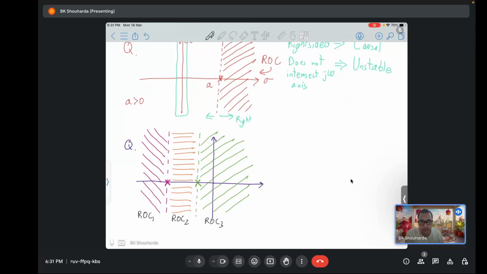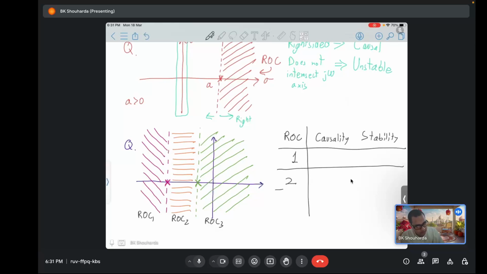Now we need to determine the causality and stability of these ROCs. Let me write that down: ROC, causality and stability, for 1, 2, 3. If I give a tick, that means it will be causal or stable, and if I give a cross, that means it will be anti-causal or unstable. I will use abbreviations rather, because there is causal, anti-causal and non-causal.